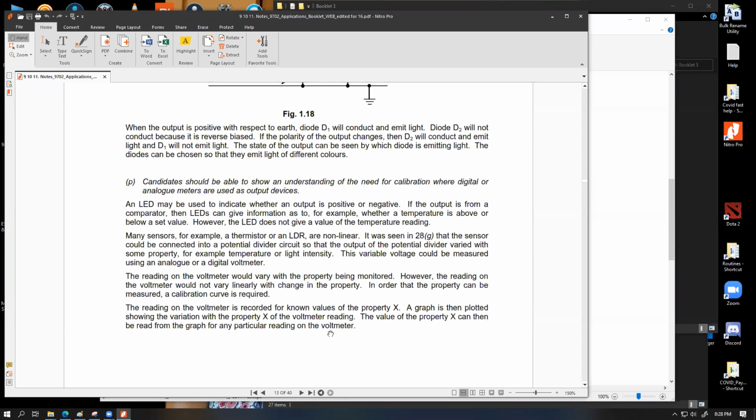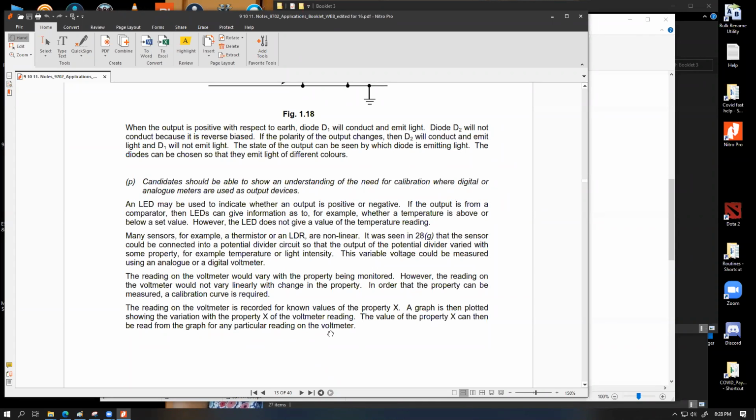You have to have access to either of these. Either you have access to a curve, or you have access to an equation. If you plot, let's say, voltage versus temperature, then you have a curve. Whatever voltage you get from a random reading, if you have that curve, you can extrapolate that information to get a certain temperature.